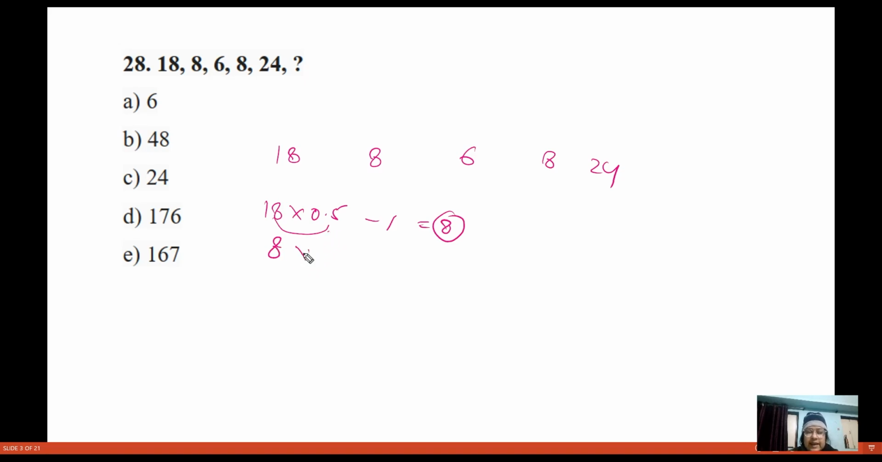And then 8 into 1 minus 2 is 6. Then we get 6 into 2, which is 12, minus 4 is 8. And then we can do 8 into 3 minus 5.